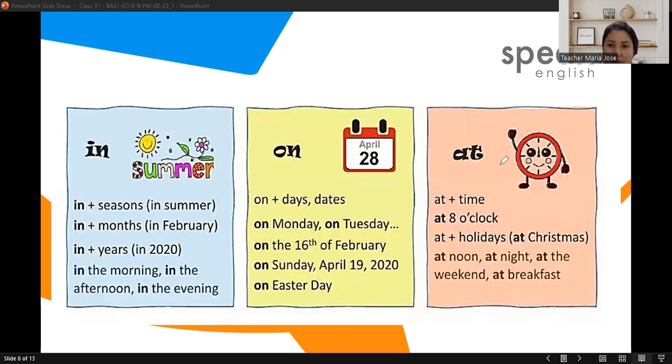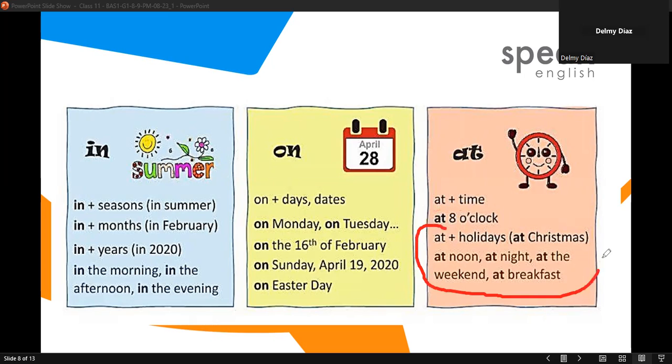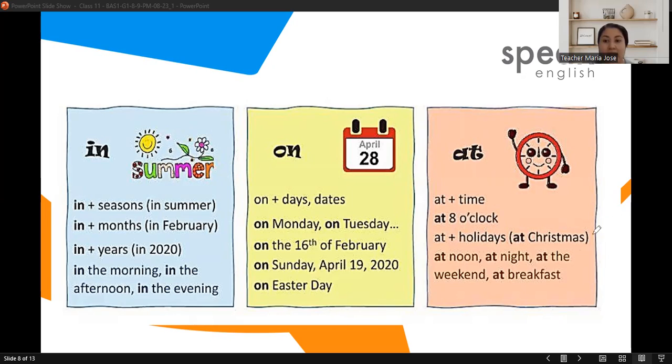And then we have the information for at. Okay, so remember that at, we say that you can use it for time. For example, 8 o'clock. But what else can I say with at? Can you help me, Delmi? At plus holidays, at Christmas, at noon, at night, at the weekend, at breakfast. Okay, excellent. So as you can see, we have different forms for this specific expression.